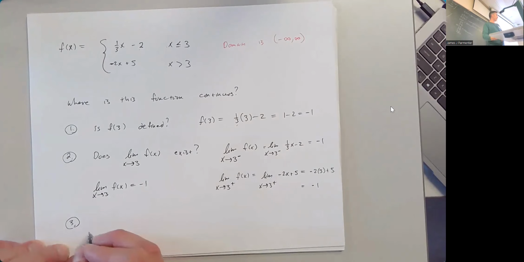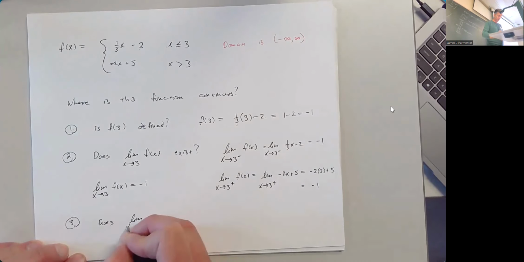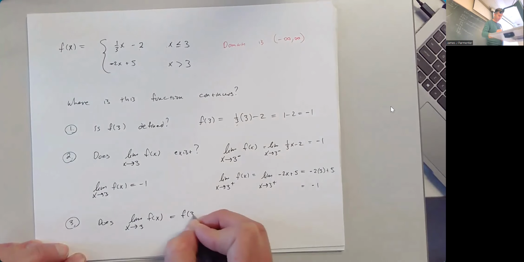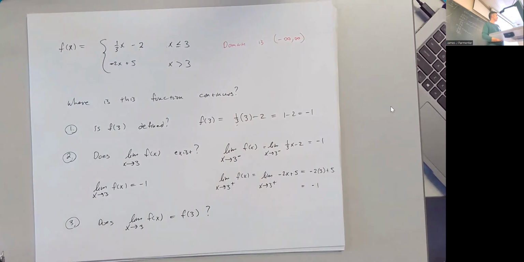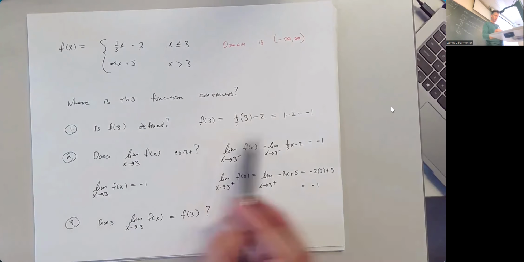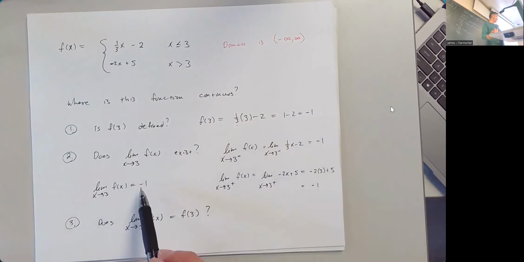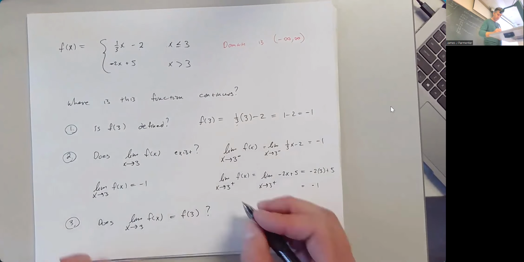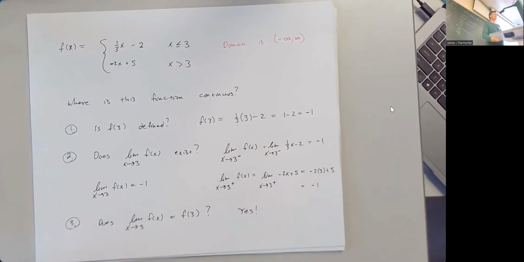Does the limit equal the function value? Does the limit as x approaches 3 of f of x equal f of 3? Well, f of 3 was -1 and the limit was -1. So yeah, they're both -1. That means the function is continuous at 3.